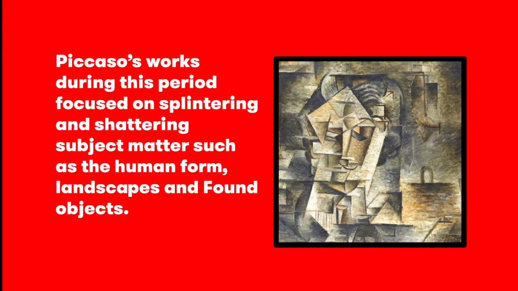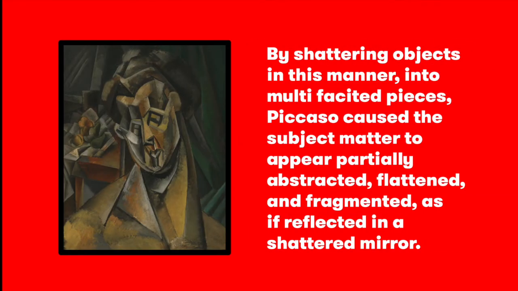Picasso's works during this period focused on splintering and shattering subject matter such as the human form, landscapes, and found objects. By shattering objects in this manner into multifaceted pieces, Picasso caused the subject matter to appear partially abstracted, flattened, and fragmented, as if reflected in a shattered mirror.